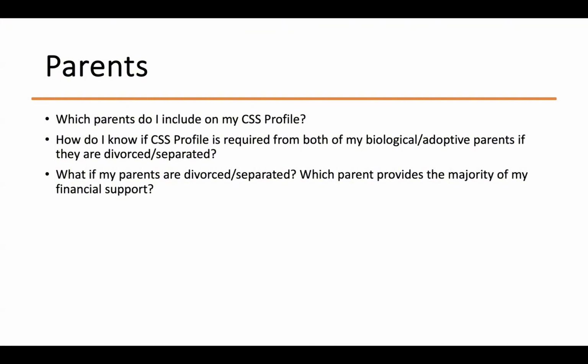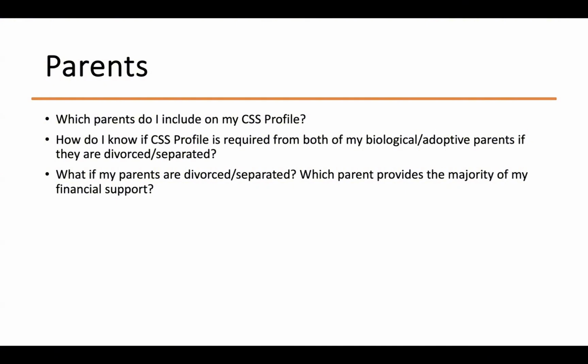What if my parents are divorced or separated? Which parent provides the majority of my financial support? If your parents are divorced or separated, you will be asked on the application who provides the majority of your financial support. Typically, the parent that selects that they provide more than half of the student's financial support is the primary custodial parent. If support is split evenly between households, select the parent with the higher income and assets.